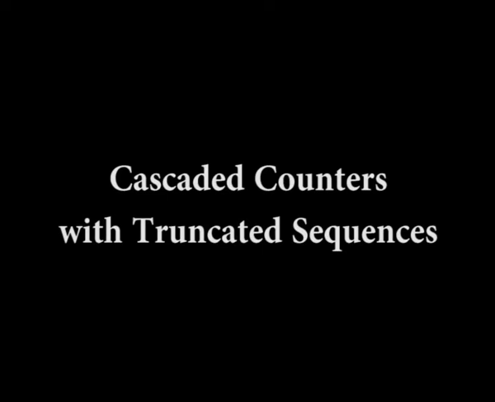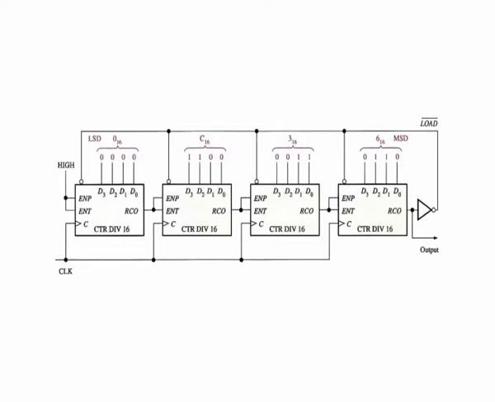Cascaded counters with truncated sequences. The preceding discussion has shown how to achieve an overall modulus, that is, the product of the individual moduli of all the cascaded counters. This can be considered full modulus cascading. Often an application requires an overall modulus that is less than that achieved by full modulus cascading, that is, a truncated sequence must be implemented with cascaded counters. To illustrate this method, we will use the cascaded counter configuration in this figure.